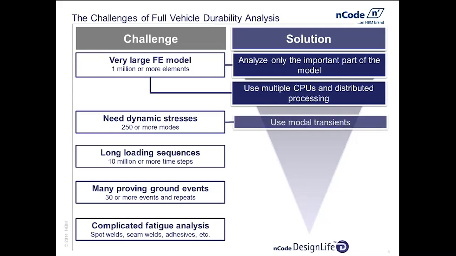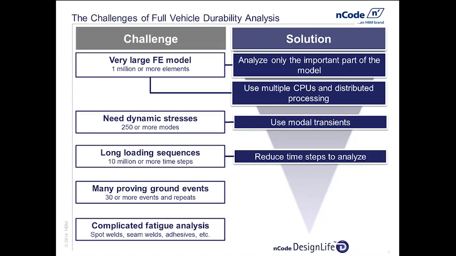Let's shift now and look at the challenge of dynamic stresses. How can we account for dynamic stresses in a complicated structure? Well, we're going to look today at how we can use what we call modal transients. So we'll look at using an FE solution that reduces the degrees of freedom by looking at modal transient analysis rather than direct transient analysis. And we'll see how this works in just a minute.